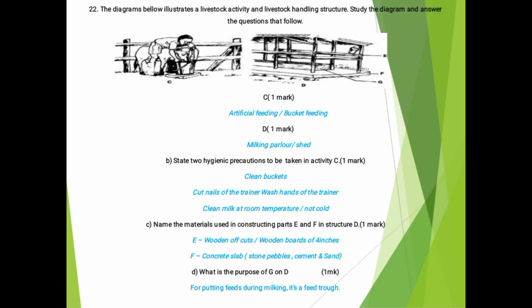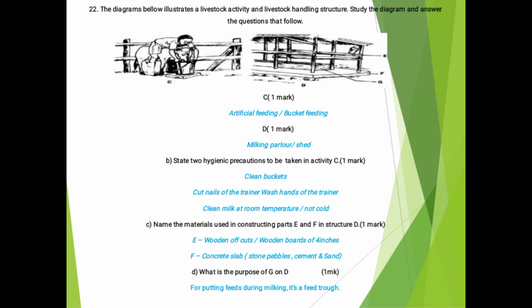So we are to state what diagram C is trying to illustrate. Diagram C is actually illustrating artificial feeding, or you can just call it bucket feeding. And then D is an illustration of a milking parlor or a milking shed.